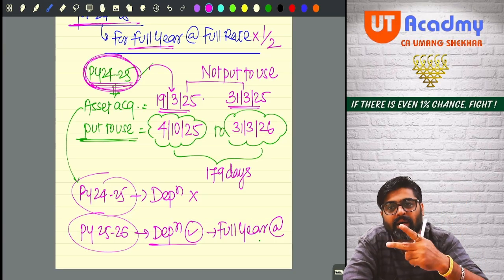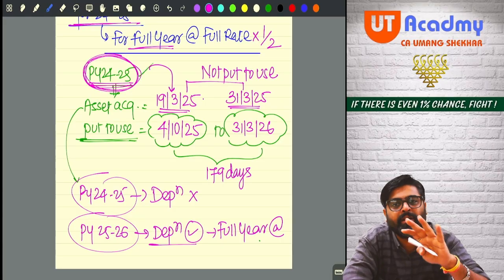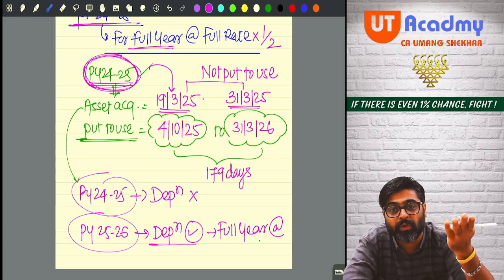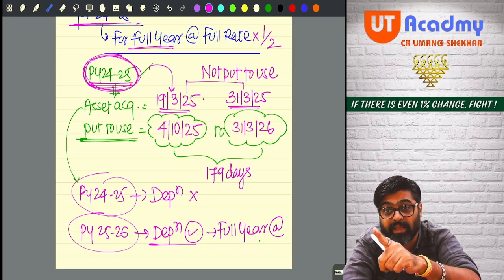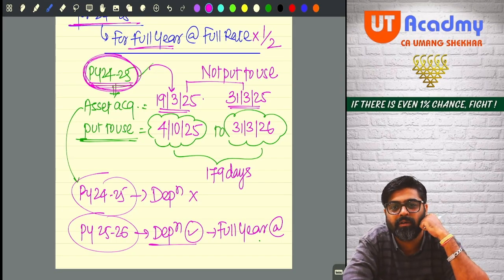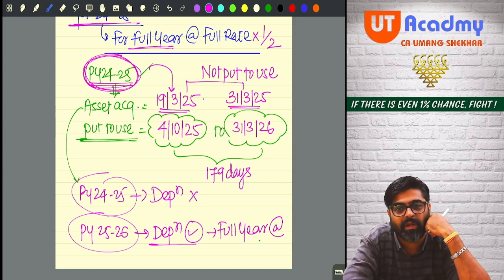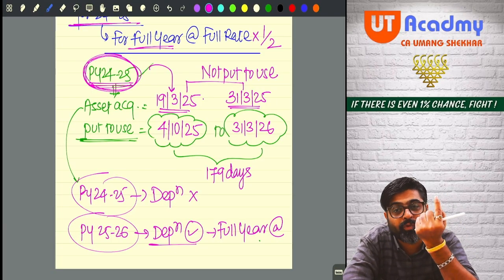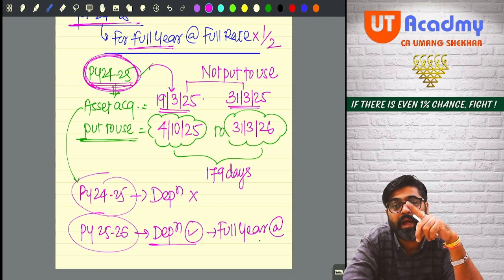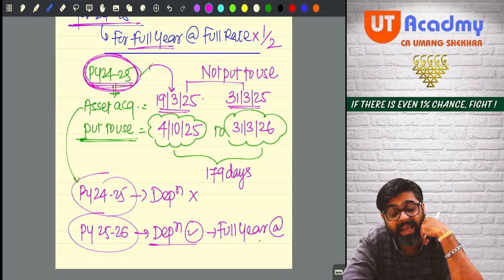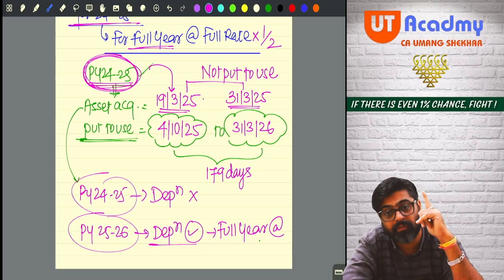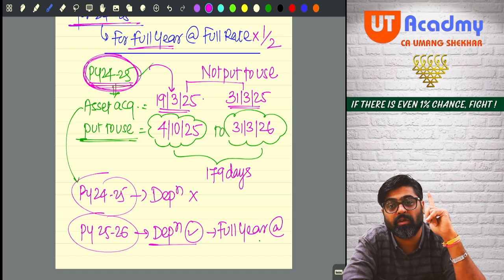So the second year, 25-26, is not the year in which the asset is acquired. So why are you even counting the days for those? They will be deliberately giving you such details. There is no need to count the number of days now. Even if it is used for a single day in 25-26, you will still get the depreciation for the full year and at the full rate. You will check that only in the first year, the year in which the asset was acquired.